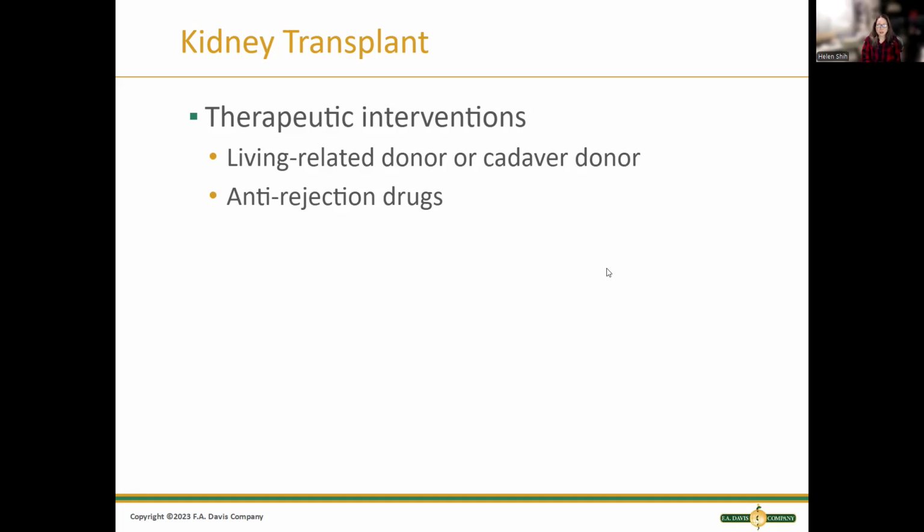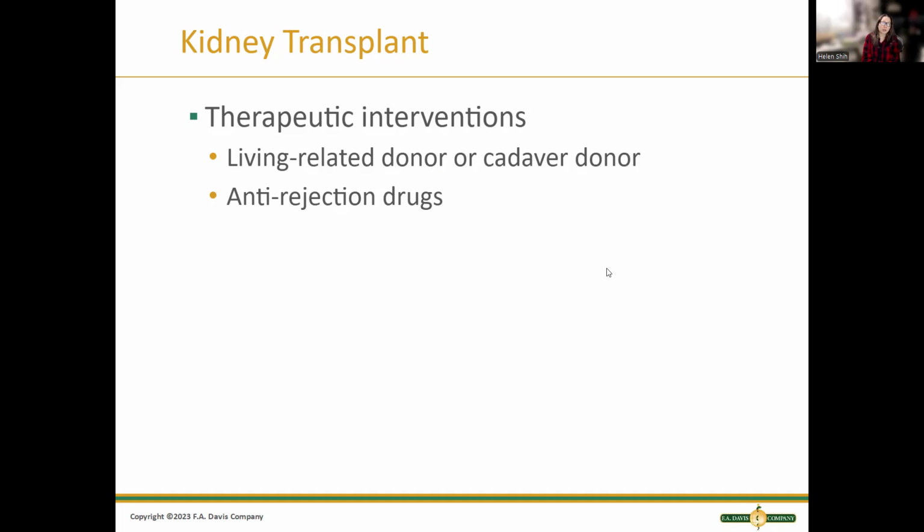Now, dialysis is a way to treat chronic kidney disease because you can't filter the toxins out on your own anymore. But obviously, that's not the only way to filter out toxins or waste products. Another option is a kidney transplant, in which we get a healthy kidney from somebody else and implant it into the person. So this is generally a living related donor or a cadaver donor.